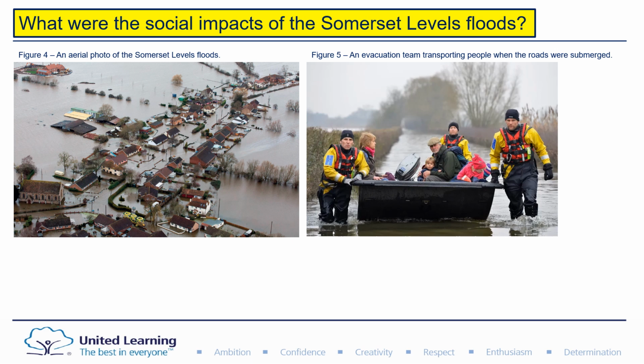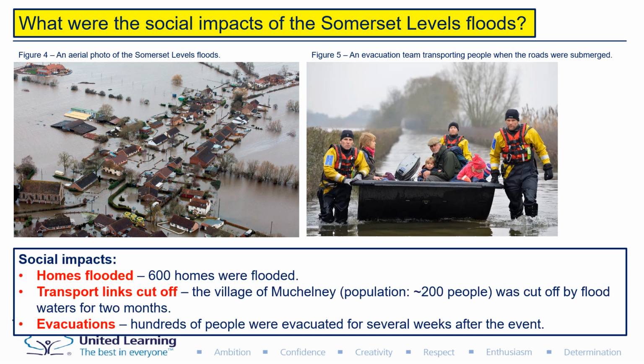Okay, I'm going to talk through some of the social impacts first. We've got homes flooded, 600 homes were flooded. This means insurance companies will have to pay out for repairs, which means the people that live in the homes will see their insurance bills increase in future years, meaning they'll have less disposable income. Transport links were cut off.